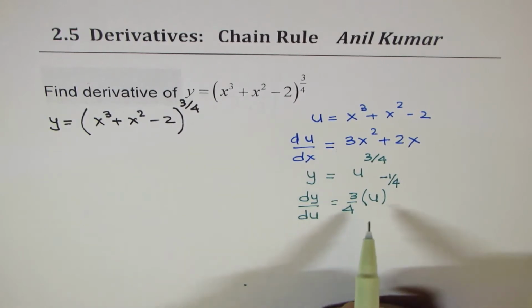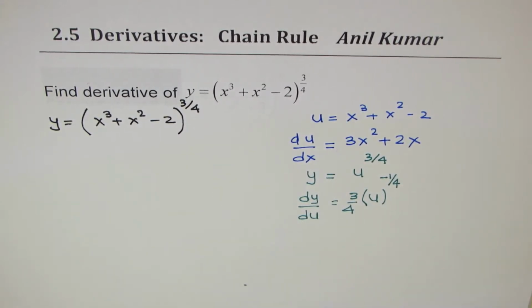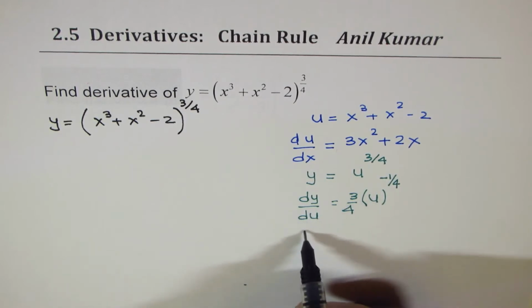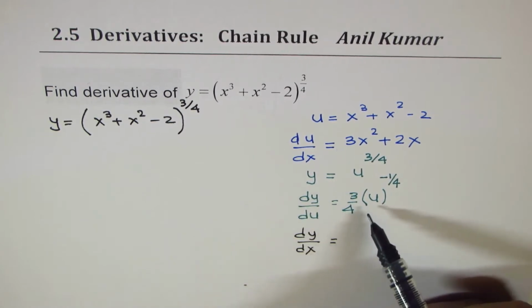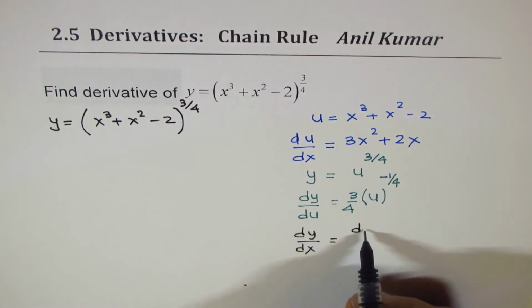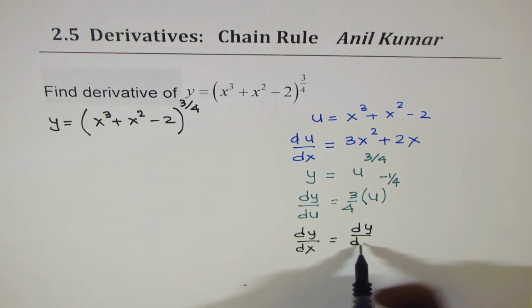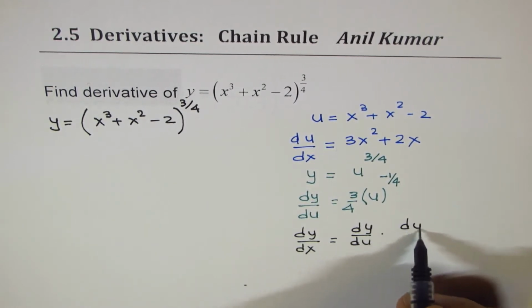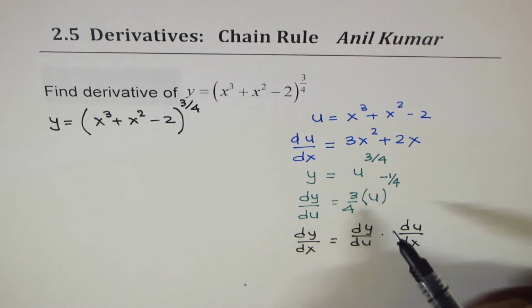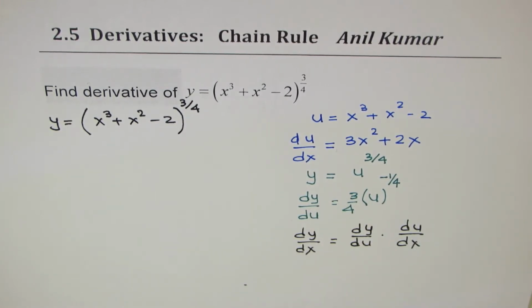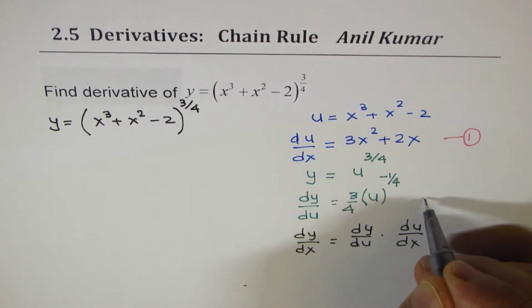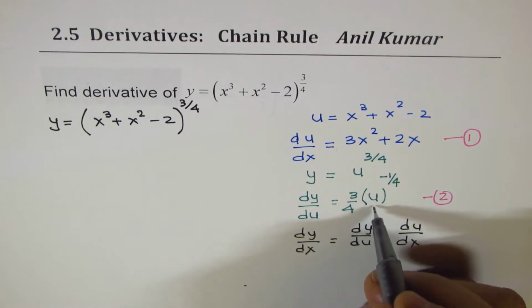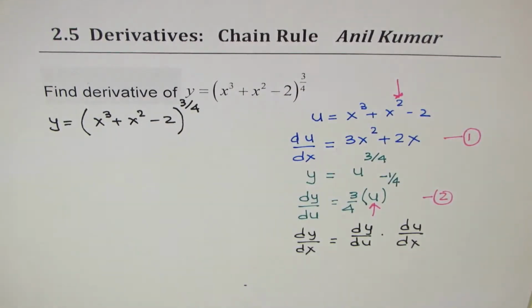Correct? Now, that means I could write the composition, which is, we really want to find what dy dx is, as a product of these two, which is dy du times du dx. So when I multiply these two, let's say this is one and this is the other one, and then I replace u with what we started with, we get our answer. You get the idea, right?